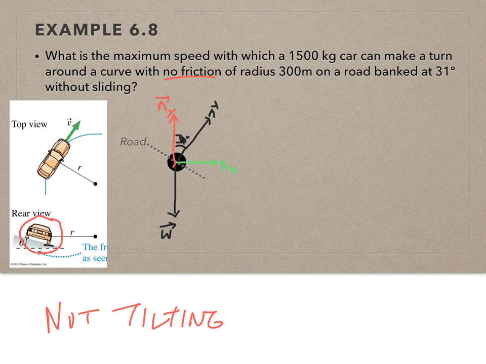What's really happening here is that this normal force is actually pushing the car inward. It is physically pushing. If there was no tilt and no friction, guess what? It wouldn't happen. It wouldn't work. But because there is a tilt, a part of that normal force is what's pushing that car inwards. The other part is supporting the weight.